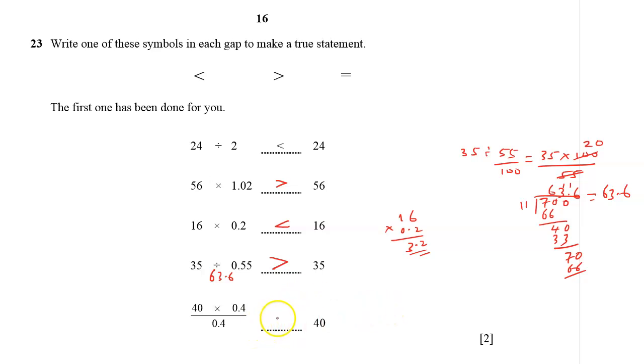Okay. Then the last one, 40 times 0.4 divided by 4, is it equal to this? Of course it is. You can cancel 0.4 because it's in both the numerator and denominator, so what you remain with is 40. So 40 is equal to 40.